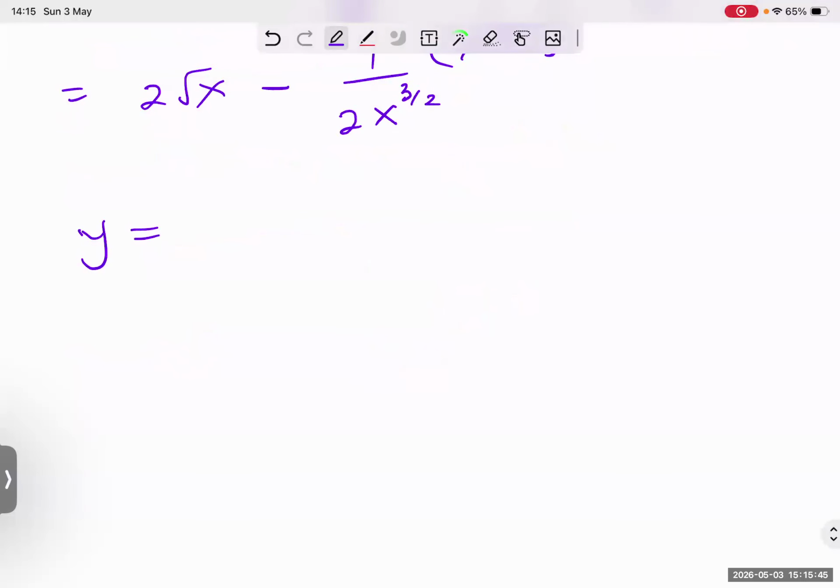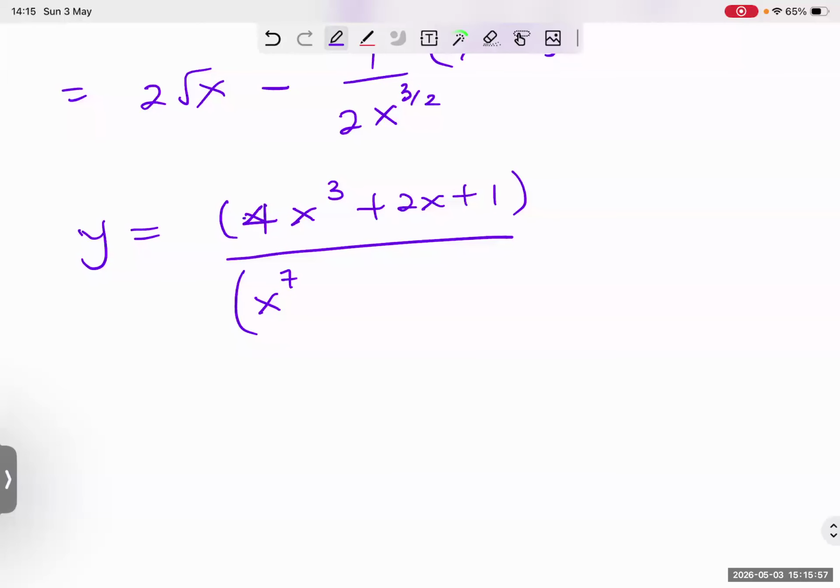Y is equal to 4x cubed plus 2x plus 1 divided by x to the power 7 plus 6. To differentiate this function, we can leave it as it is, leave it in the quotient form, or we can just change it into the product form and use the product property. But within that, you have to use the chain rule. If not, I'm not sure a lot of you understand the chain rule yet. So let's leave it as it is and then use the quotient property.